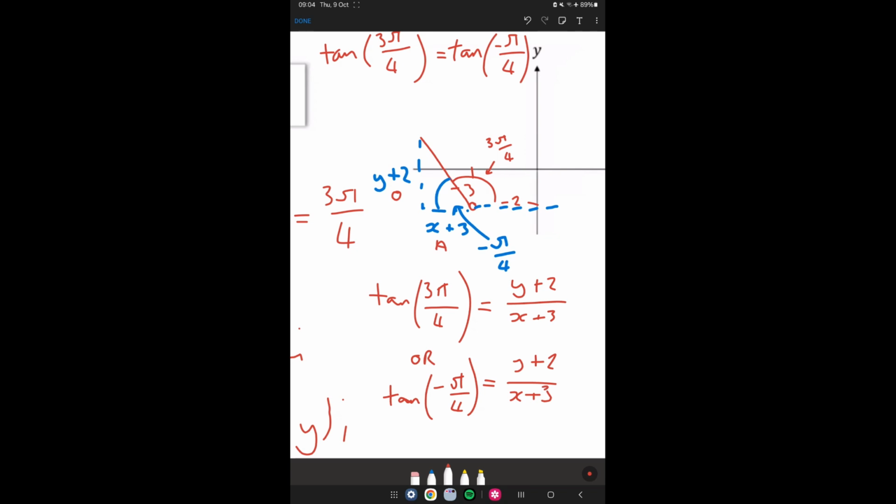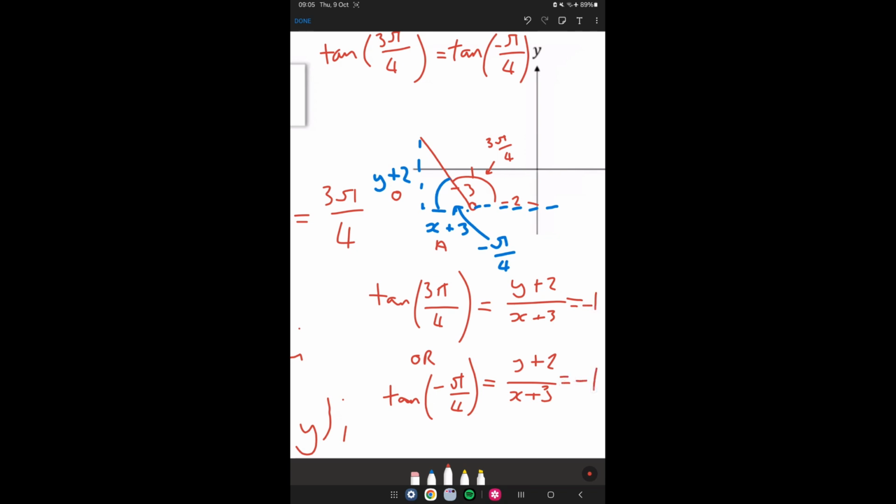So then you just need to evaluate what tan 3 pi over 4 is, or what tan of minus pi over 4 is. And we know from before that's minus 1, isn't it? From when we looked at that graph, we know that they're both just going to be minus 1. So they are both equal to minus 1.